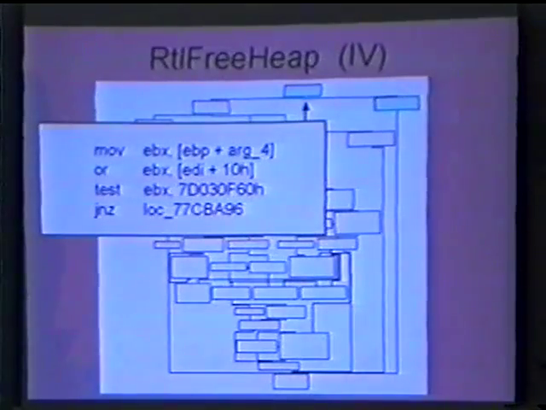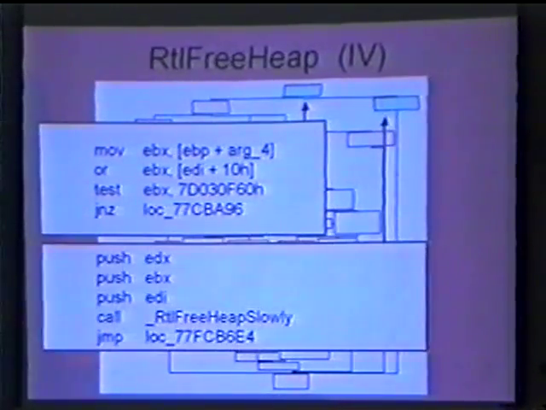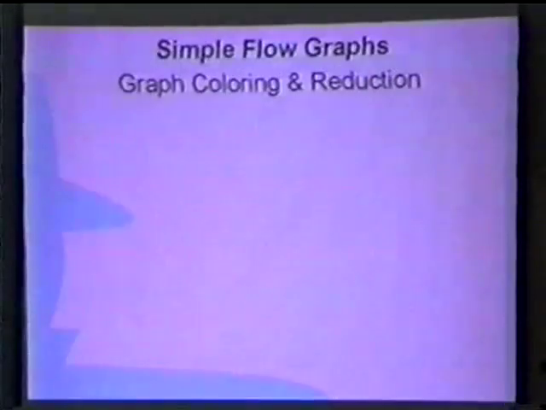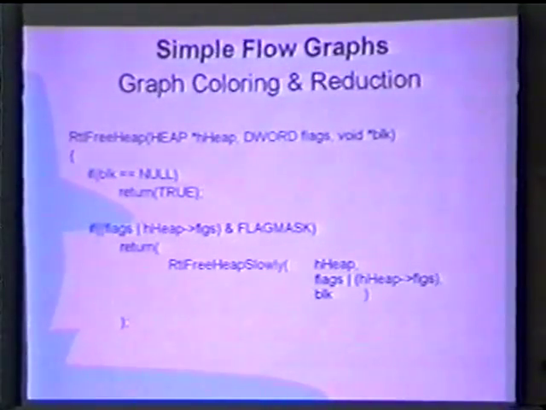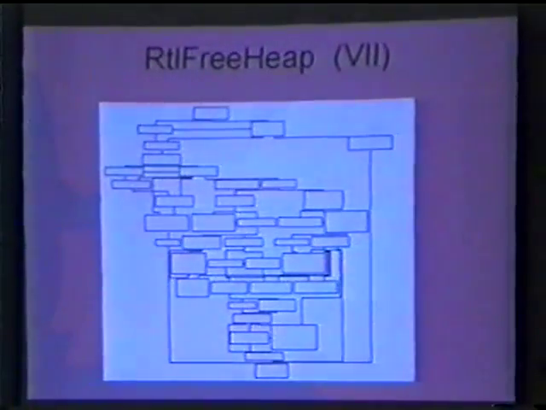The next node takes the pointer to the heap, the heap handle, adds something to it, ORs together a few flags, tests whether they're set, and if not, jumps to the node on the far right. The node on the far right does nothing but call RtlFreeHeapSlowly with the same argument as RtlFreeHeap was called, and returns. So you decompile that as well, which is very simple. If flags are ORed together with the flags in the heap, ANDed with a certain flag mask, have any bit set, return RtlFreeHeapSlowly. And then you remove that from the graph as well, and it gets simpler. And you just iterate this over and over again.